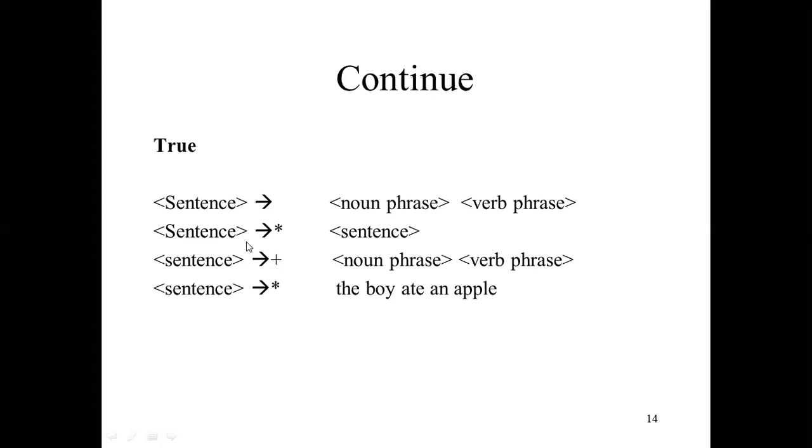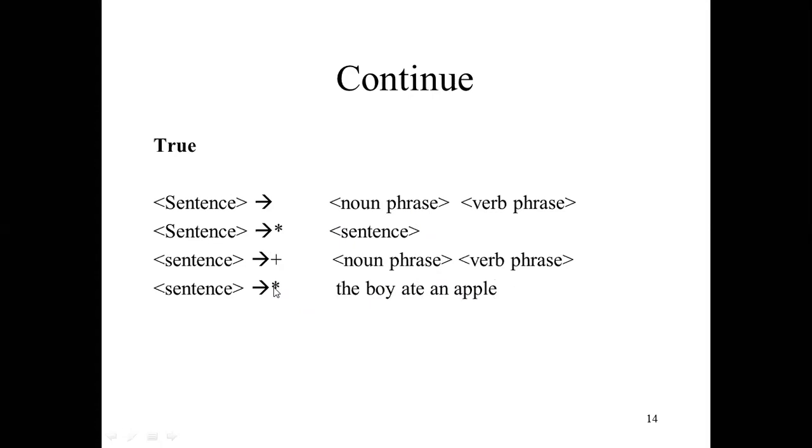In 0 steps, here you are not processing anything, or if you will process with the hierarchies, then you will get this sentence. Okay, the boy ate an apple, and this is equivalent to sentence. The boy ate an apple is a sentence. So you can replace the sign with arrow with star sign, meaning 0 and more number of steps.